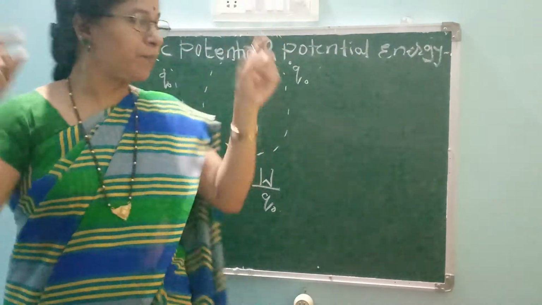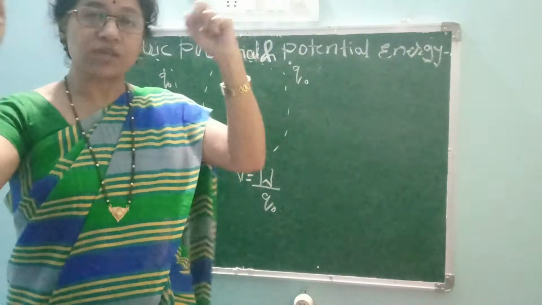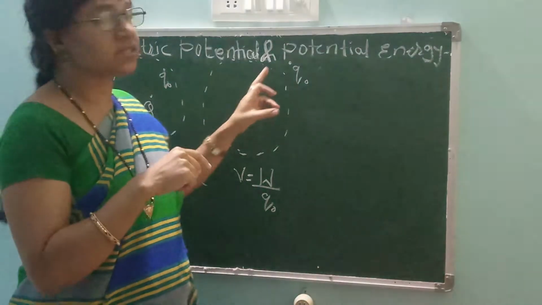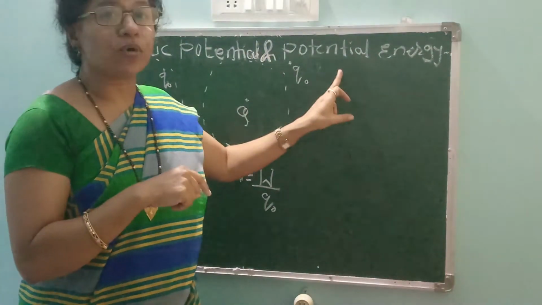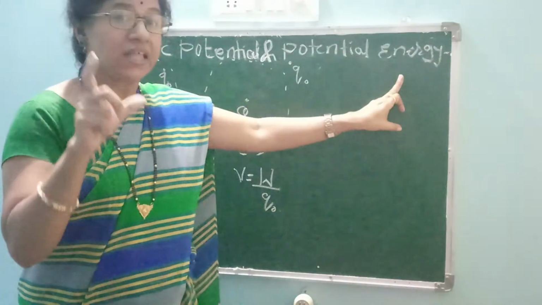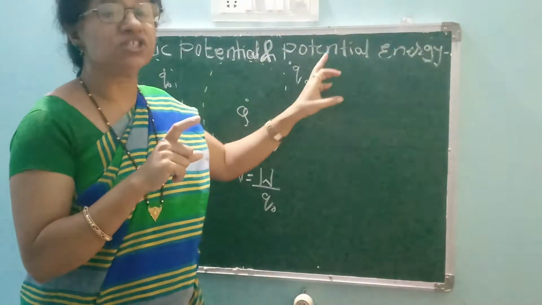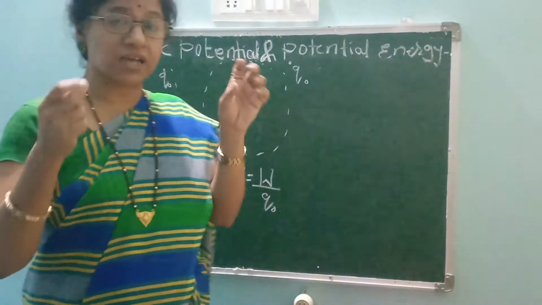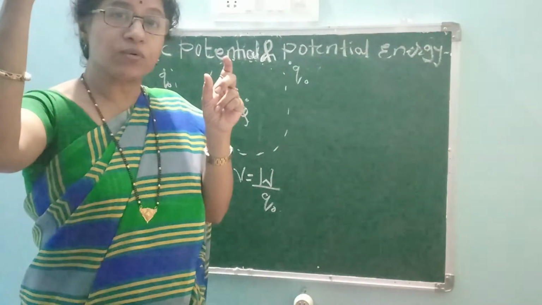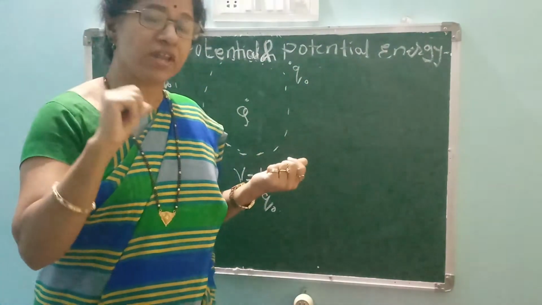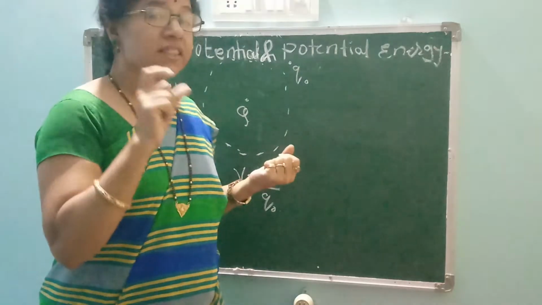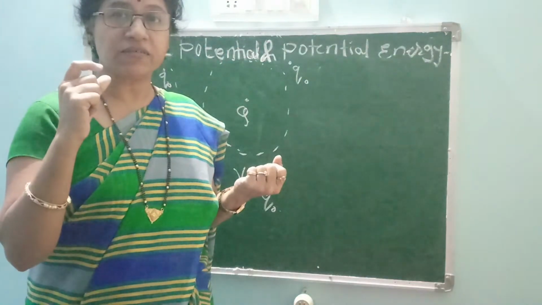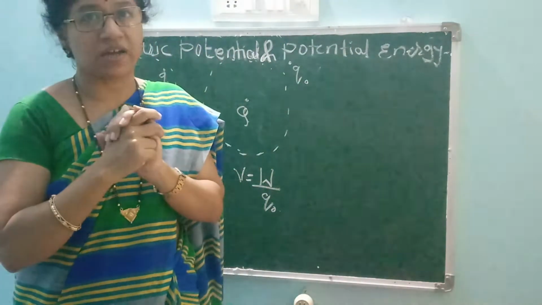When all of them have to come into a particular field, what will they have to do? They have to do the work. OK, and that work is nothing but the electrostatic potential energy. See once again, that work is nothing but the potential energy. Now as we are saying that the charges are coming from very far distances, we can say that a potential energy arises due to the collection of the charges.